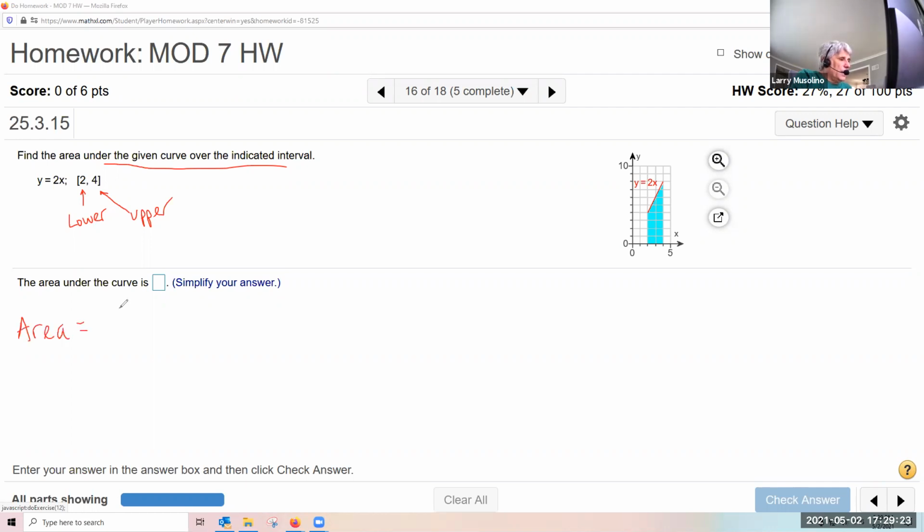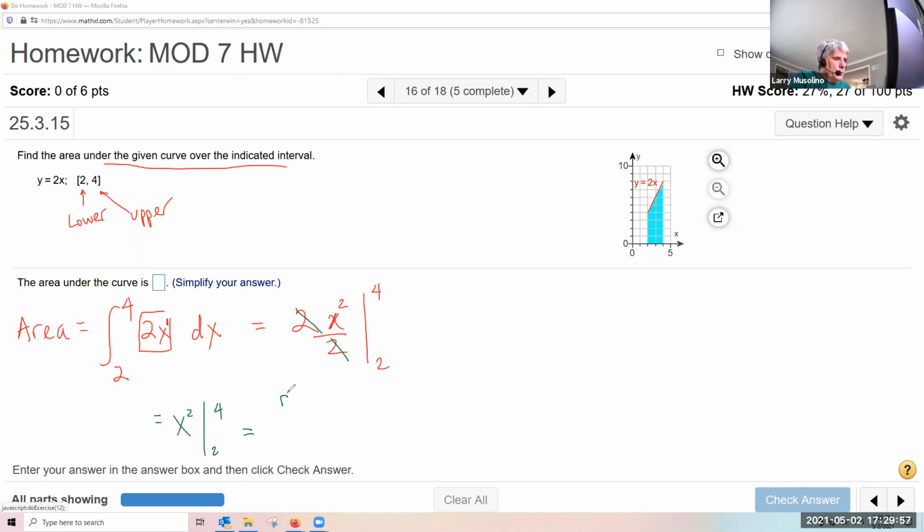The area would be the integral from the lower bound 2 to the upper bound 4 of the function 2x dx. All right, why don't we work this out? Well, if I take the integral of 2x, the 2 comes with me. When I take the integral of x, remember this is really x to the 1. I add 1 to the exponent, that would make x to the 2 over 2. And I'm going to evaluate this from a lower bound of 2 to upper bound of 4. But this 2 cancels out with that 2. So this is just going to be x squared from 2 to 4.